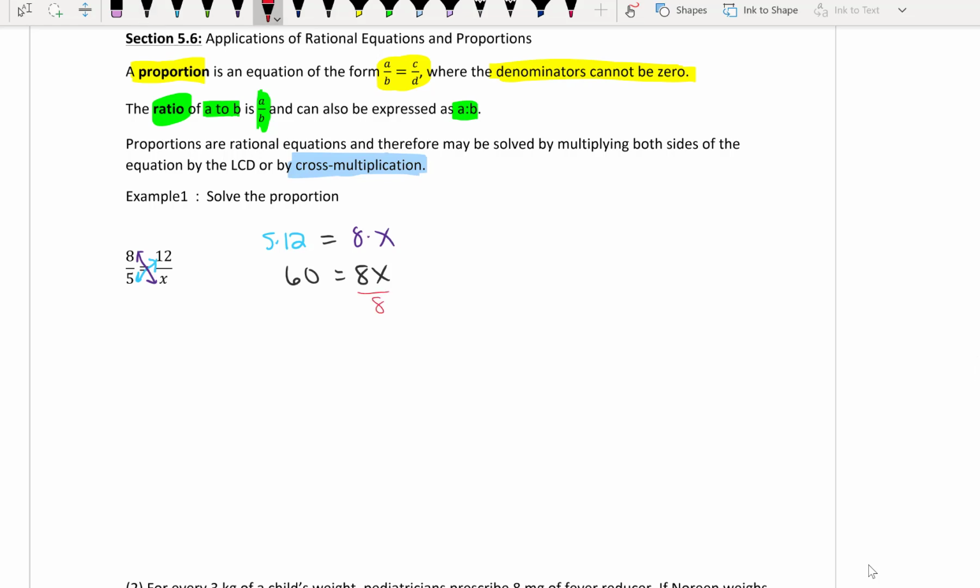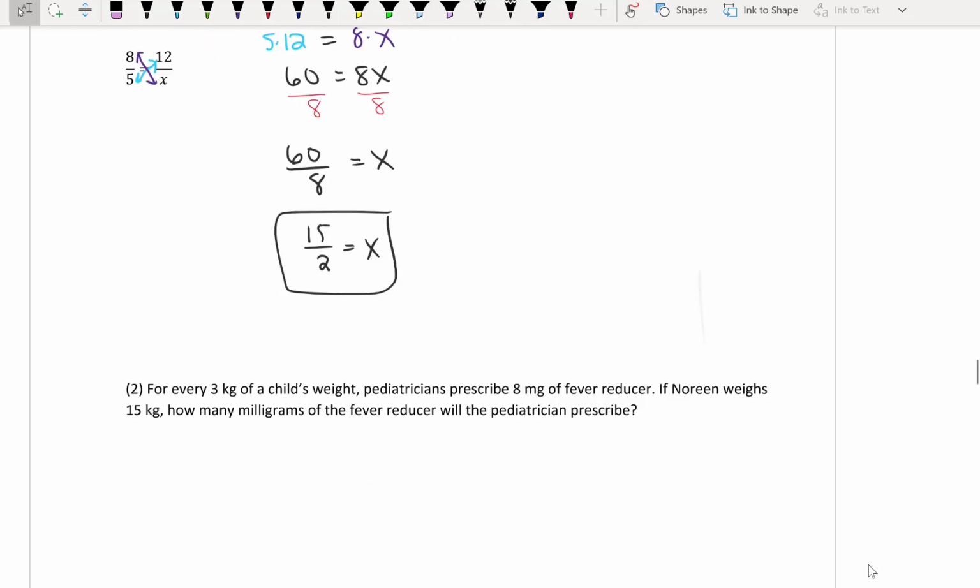So I have to divide both sides by 8 to give me 60 divided by 8 is equal to x. And of course, whenever you have a fraction, you always want to simplify. So you're going to have 15 halves is equal to your x value.